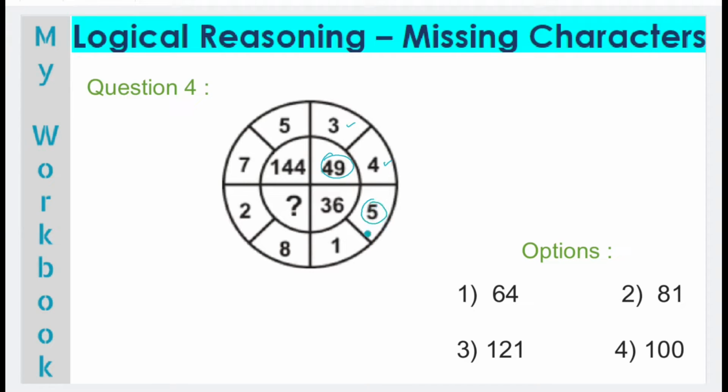Similarly, 5 plus 1 is 6, and square it. 6 square is 36. 5 plus 7 will give you 12, and square it. 12 square is 144. 8 plus 2 is 10. Square of 10 will be 100. So the missing number is 100. So by going through the given options, we get a vital clue in solving the pattern.